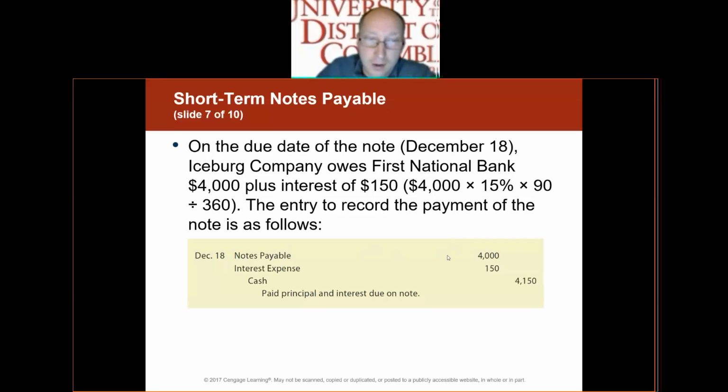So we debit notes payable $4,000 to reduce our notes payable. We debit interest expense $150 to increase our interest expense. And we credit cash $4,150 to reduce our cash. And this represents the paid principal and interest due on the loan or the note.